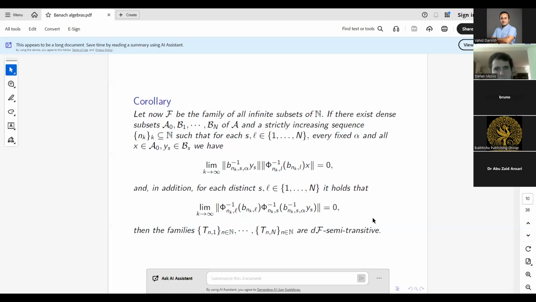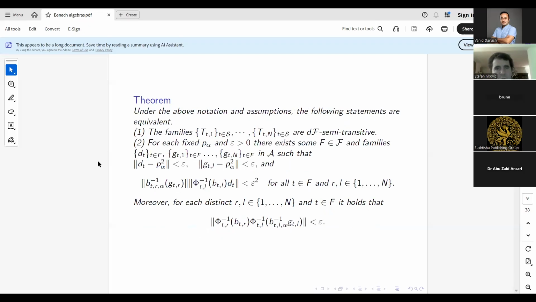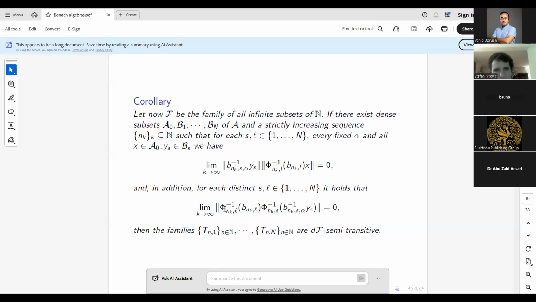So as you can see, these conditions do not involve trying to find some new families of elements in A, but simply you deal with elements which you already have, and then you can plug in for any x in A0 and s in beta s, and check if this holds. On the other hand, of course, you still have some general dense subsets, but if you can find such dense subsets, then you can check these conditions, and this will be an indicator whether these families are DF semi-transitive. Once again, people who work with linear dynamics can recognize this as the disjoint supercyclicity criterion. So it is very similar.